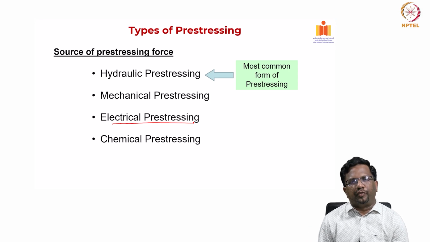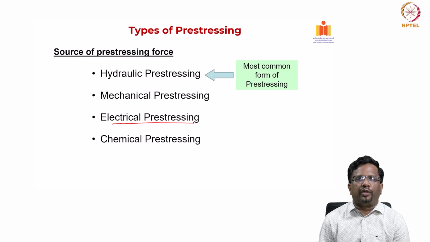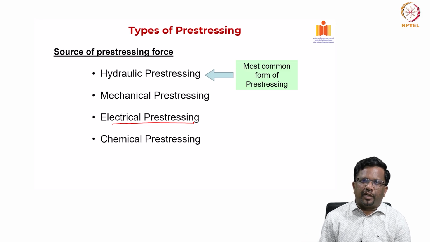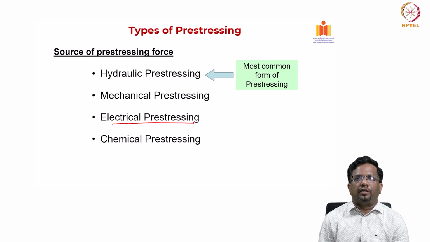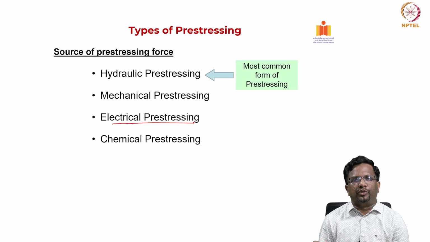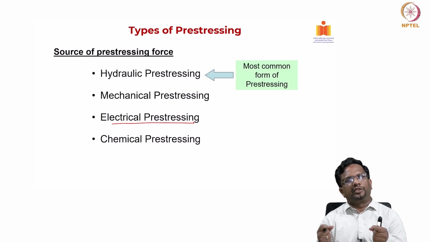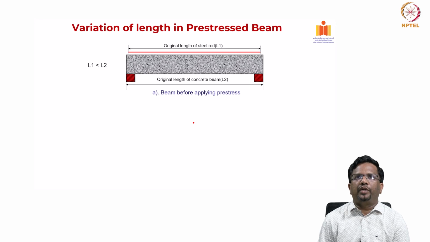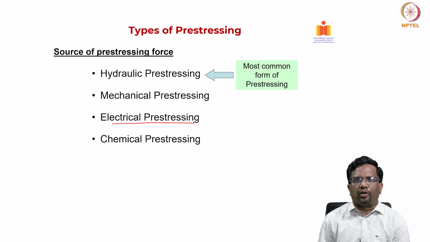And the fourth way was very popular in the erstwhile USSR, where they used expansive cement and created tension in the prestressing strand. In this way also, we can apply tension to the prestressing steel, thereby the tension gets transferred to concrete in the form of compression. So, this is one classification of the different types of prestressing based on the source of prestressing.